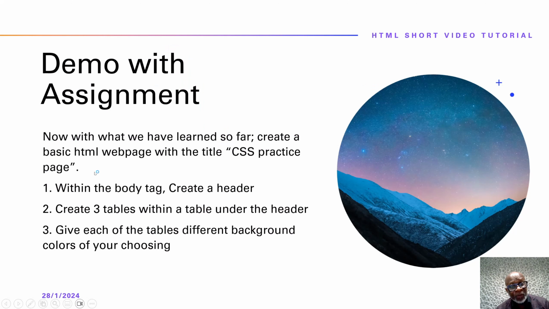What we learned so far, we're going to create a basic HTML page with the title CSS practice page. So CSS practice page is going to be our title. Within that, we're going to use the body tag. Within the body tag, we're going to create a header, and under the header, we're going to create three tables. Now, the next step is we're going to give each of the tables different background colors of your choosing.